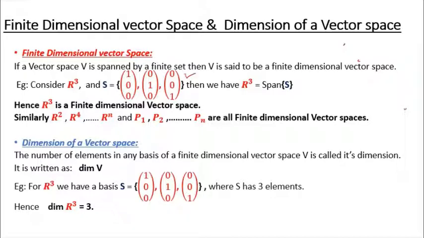Similarly, P1, P2, and so on, Pn. What is P1? P1 is spanned by, as we have seen when we were talking about basis, 1 comma t. That means P1 has infinitely many polynomials, but it can be spanned by two vectors, 1 and t. That's why we call P1 also a finite dimensional vector space. Similarly, P2 is spanned by the set containing 1, t, t square. All vectors in P2 are spanned by these three vectors. So we say that P2 is also a finite dimensional vector space.